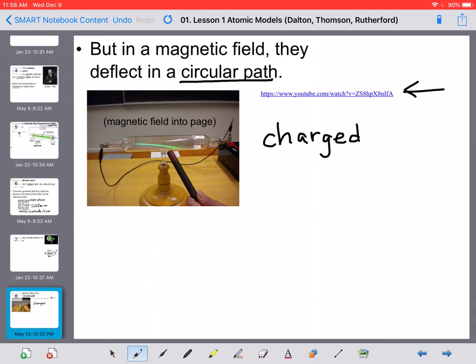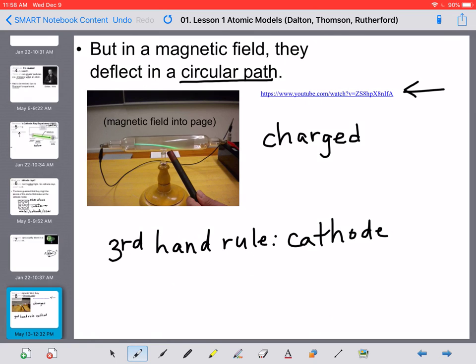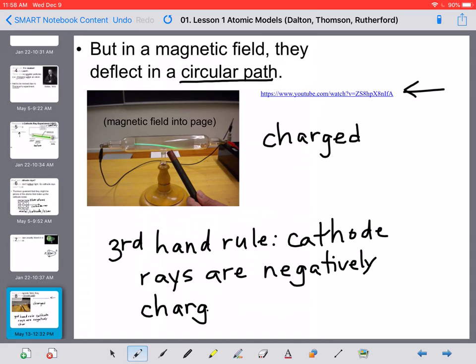Okay, so hopefully you've watched the YouTube video. What you were supposed to get out of that is that not only are cathode rays charged, but from using the third hand rule, you can actually figure out that cathode rays are negatively charged. So cathode rays are negatively charged particles.